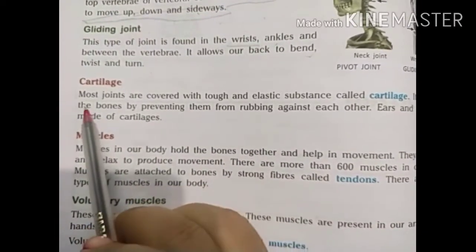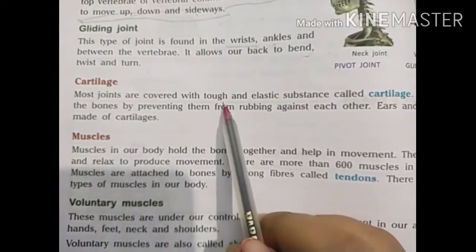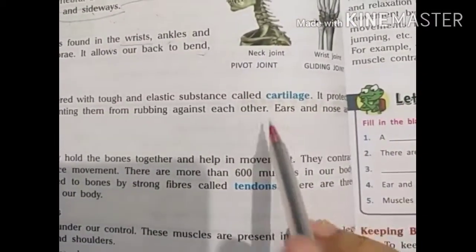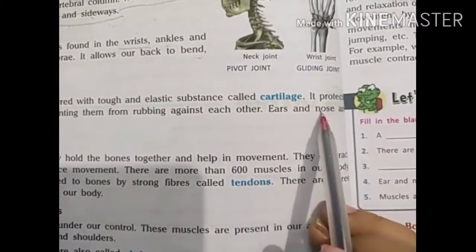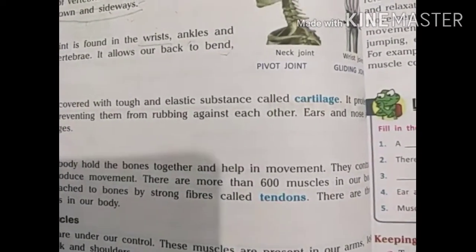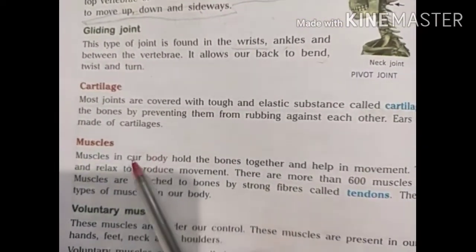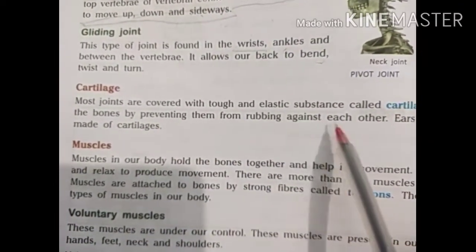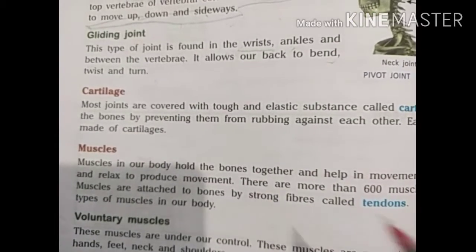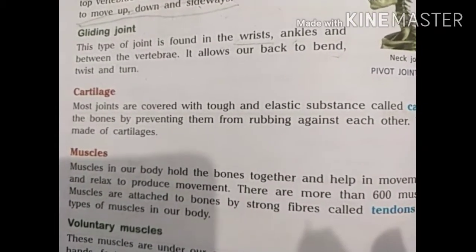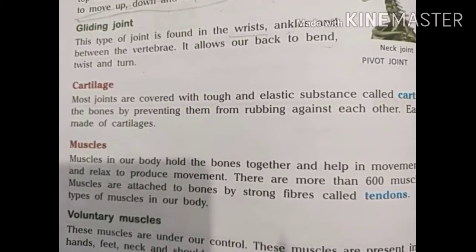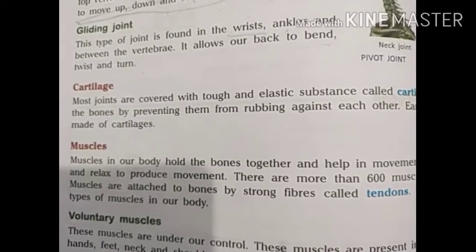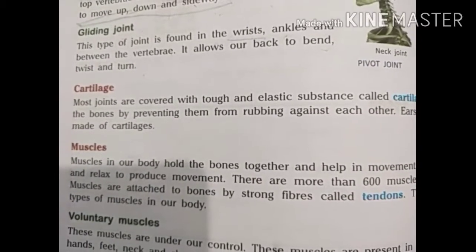First thing, most joints are covered with a tough and elastic substance called cartilage. It protects the bones by preventing them from rubbing against each other. They actually do the protection work. The function of cartilage is protection. They provide protection against the rubbing of two bones.